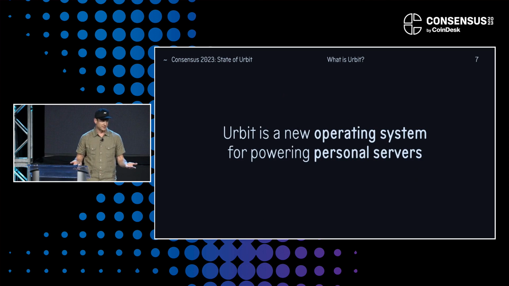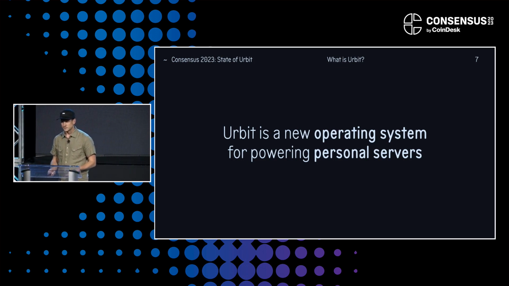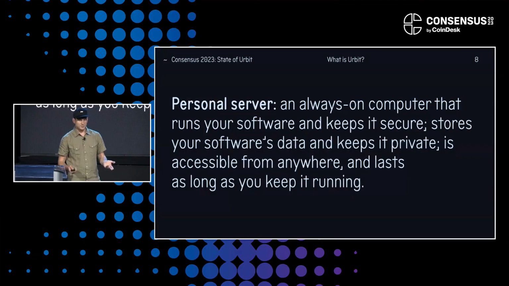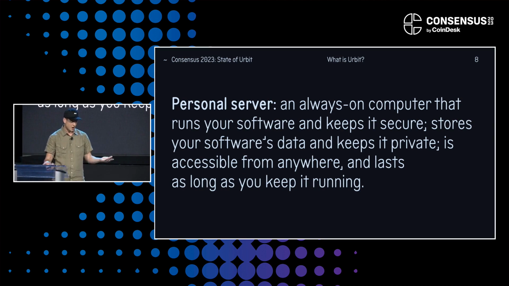This is probably the best way to understand it. Urbit is a new operating system for powering personal servers. I want to break that down a little bit and define these terms. We define them a little differently. A personal server is an always-on computer, hence the server. It runs your software, it stores your data, keeps it secure, keeps it private, or at least as private as you want it to be. It should be accessible from anywhere, and it should just stay running and keep working for as long as you keep it running.